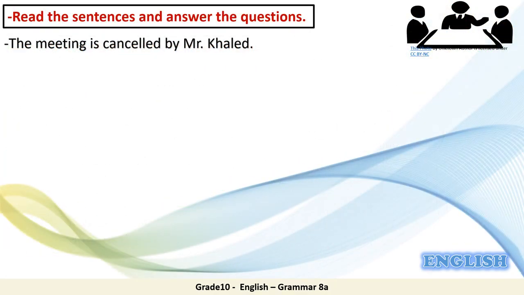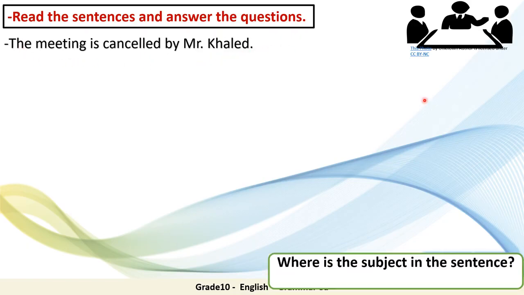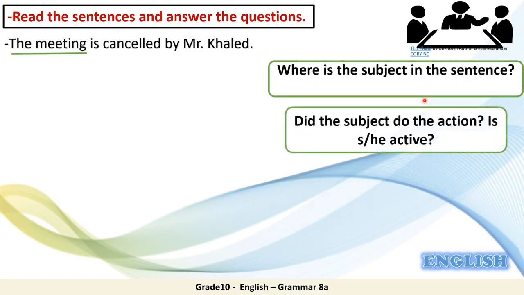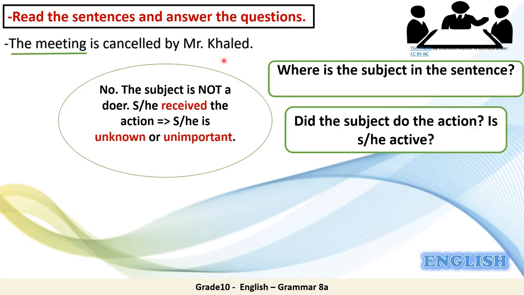Sentence number 2. The meeting is cancelled by Mr. Khalid. What is the subject? Excellent, it's the meeting. And did the subject here do the action? Is the subject active here? Excellent. The subject is not active here. It is not the doer. It received the action and it's unknown or unimportant. The meeting here is not the doer of the action.